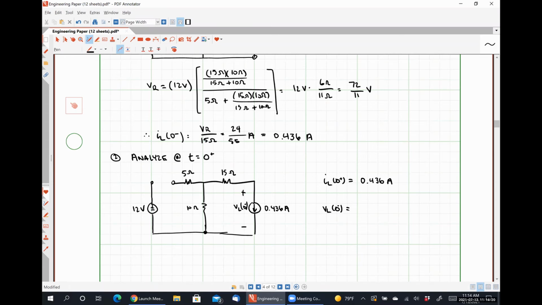Does anyone have any idea how we might determine that voltage? We're trying to find the voltage over VL right there. So would you not just do the current through it multiplied by the REQ of that 10 ohm and 15 ohm? You're close, you're very close.